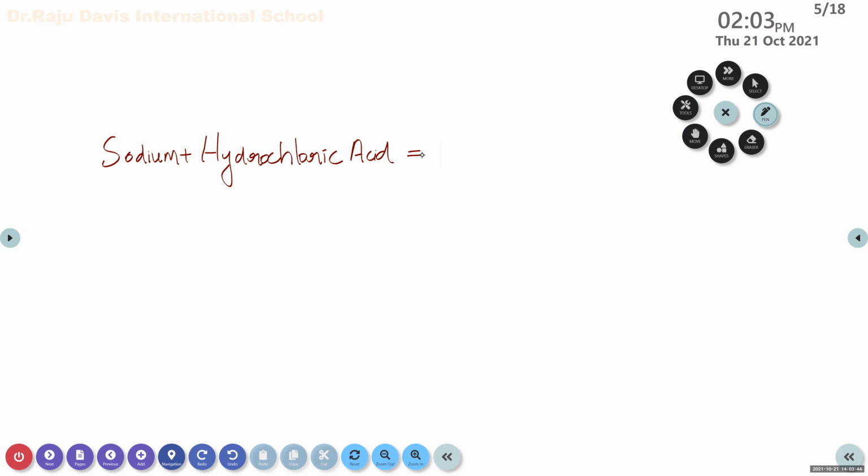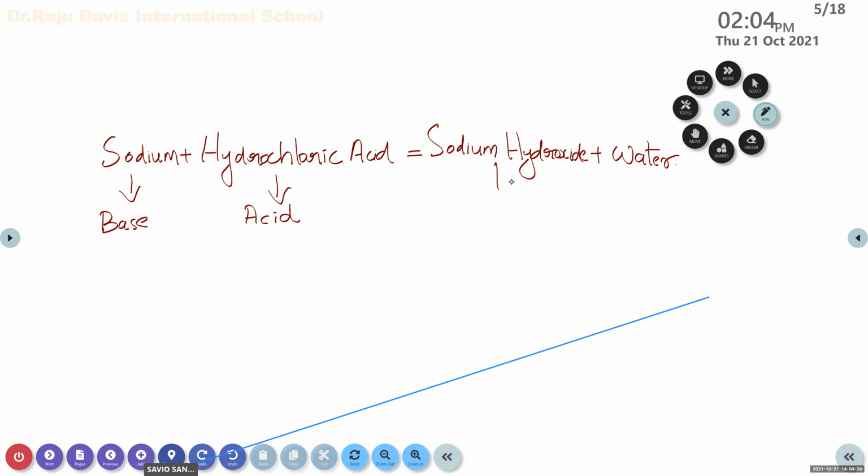Sodium hydroxide plus water. Okay. So here this is the base, hydrochloric acid is the acid. They combine together to form sodium hydroxide. Sodium hydroxide is the salt. Plus here we have water.